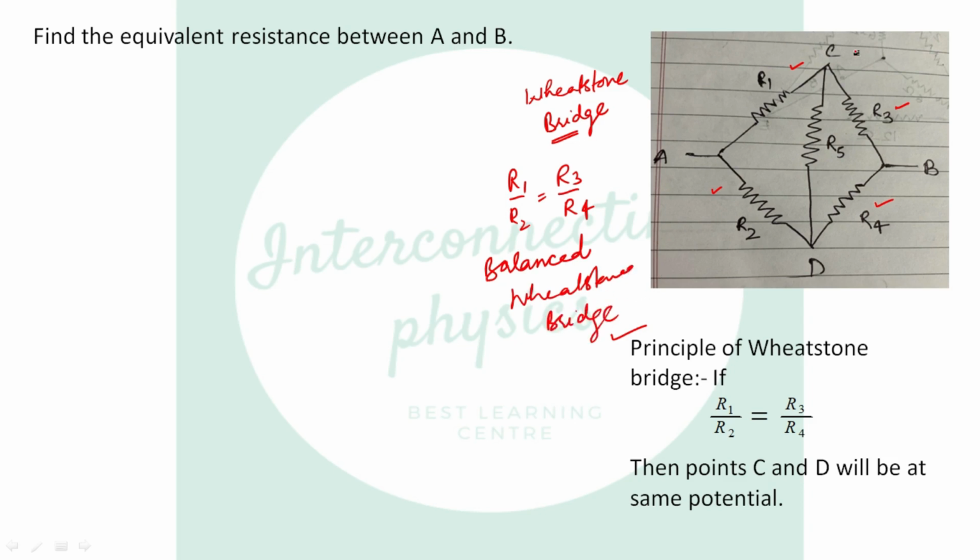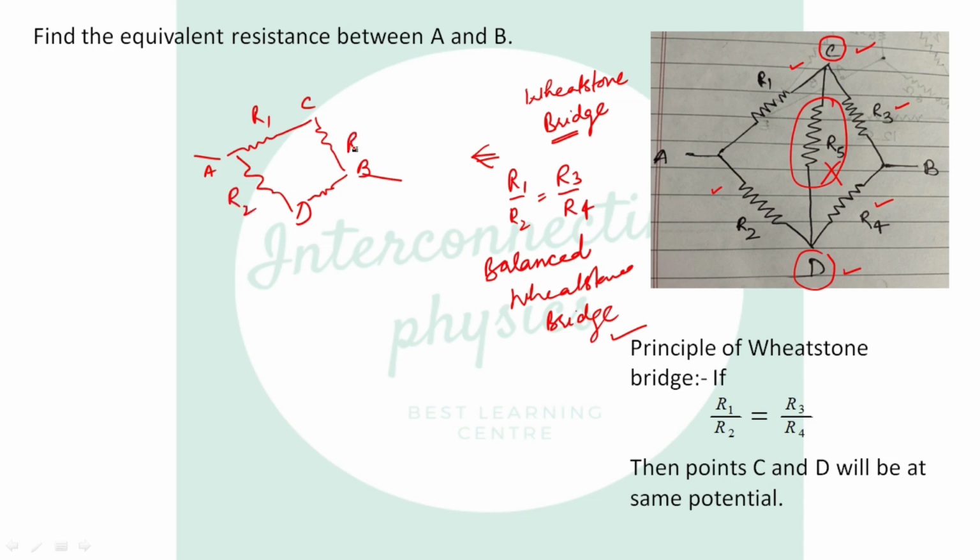And in that case, the potential at point C is equal to the potential at point D. That means no current will be flowing through the resistor R5 and we can remove this R5 resistor. So the equivalent diagram will be like this: A, C, B and D. This is R1, R2, R3 and R4. We can remove this CD resistor if and only if R1 over R2 equals R3 over R4.